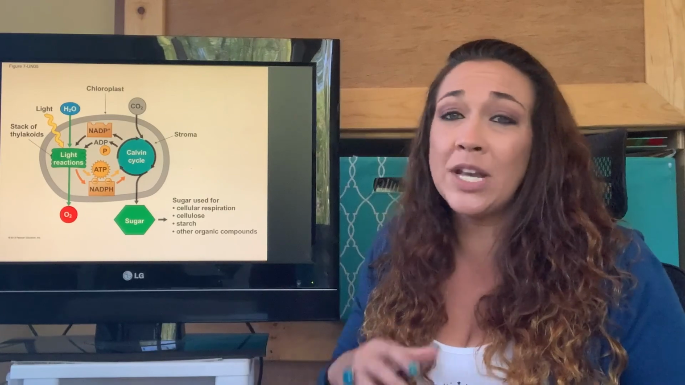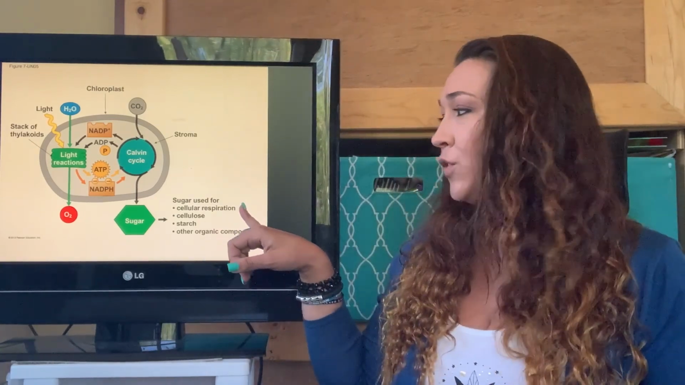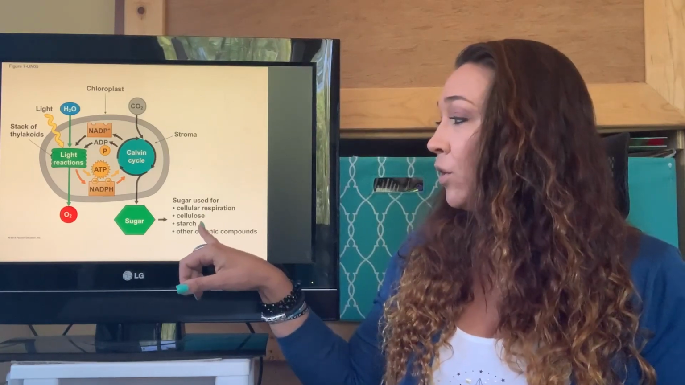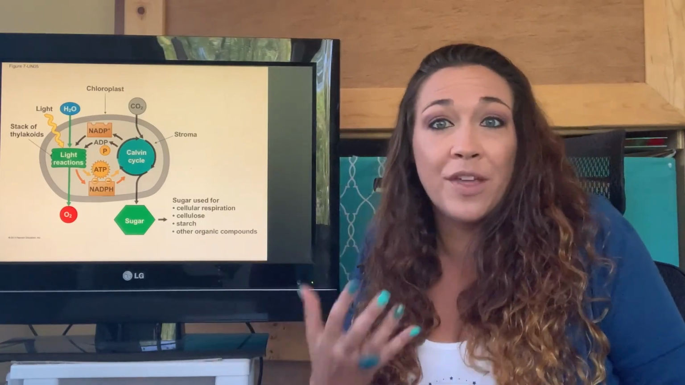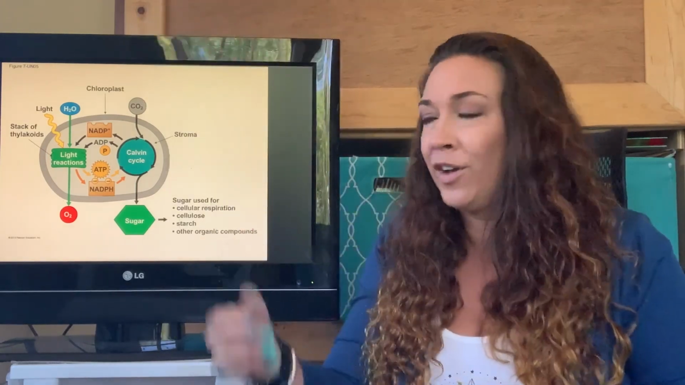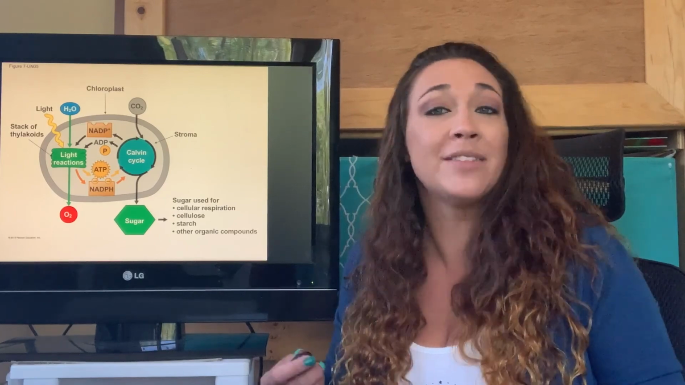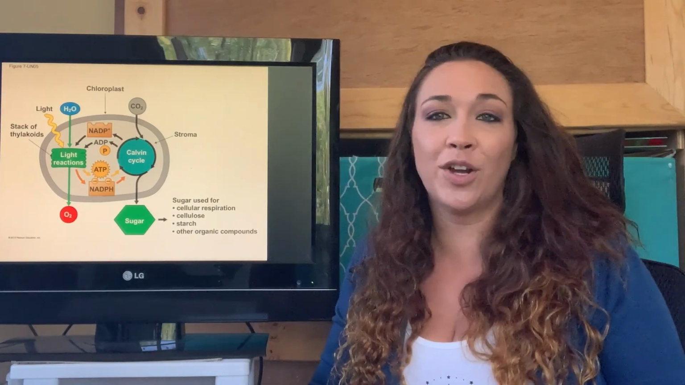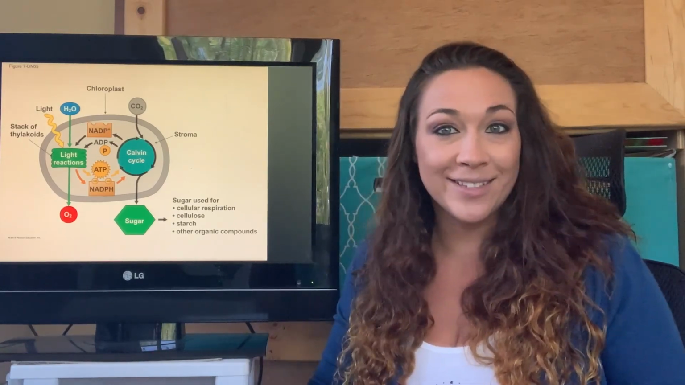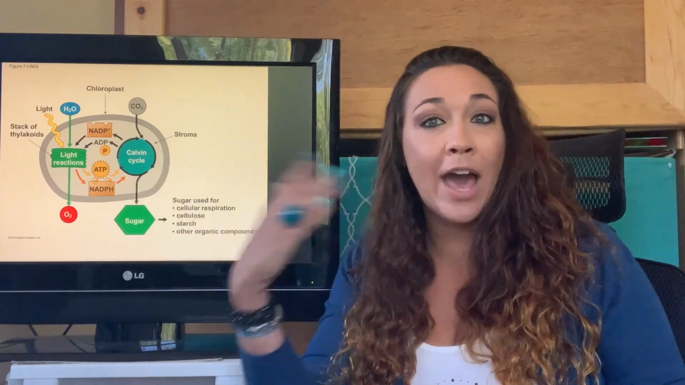Remember that sugar is used not only for energy, but also for structure. So it's used for cellular respiration, but it's also used for cellulose and starch. Those are the structural carbohydrates that plants literally are made of, along with other organic compounds that the plant might need, with the base being sugar. So very, very good things. Thank you, photosynthesis.